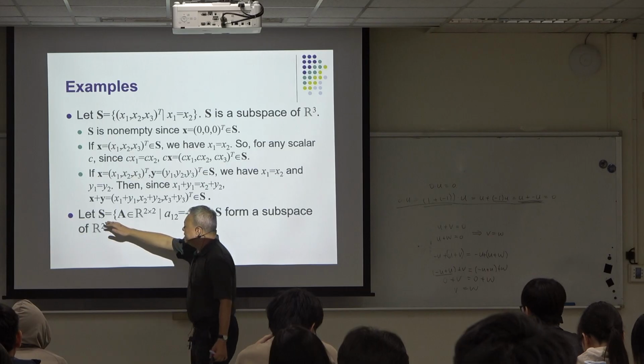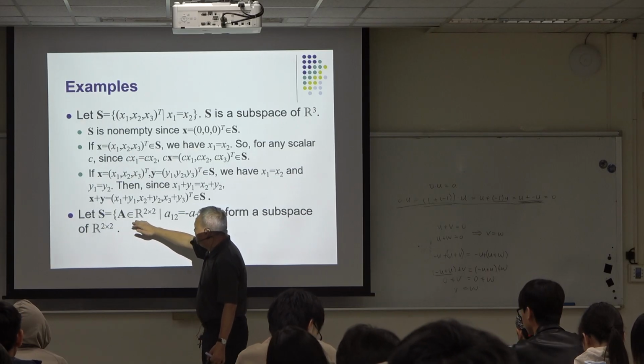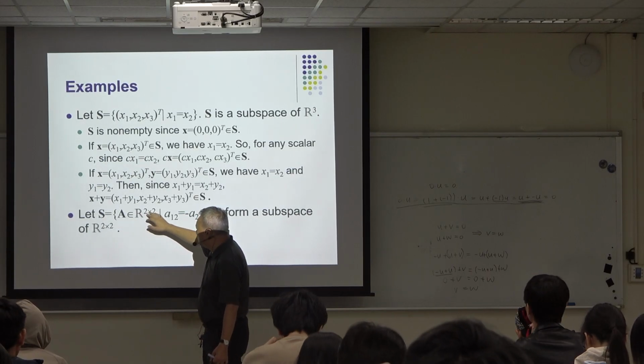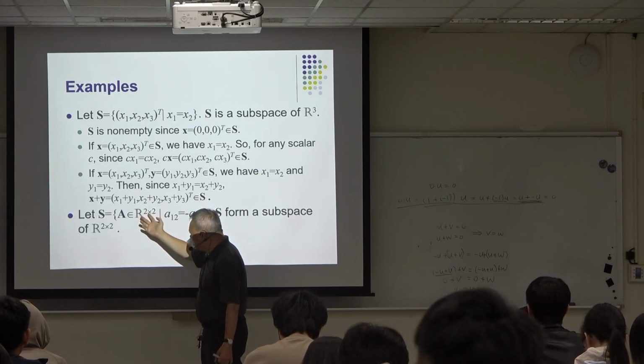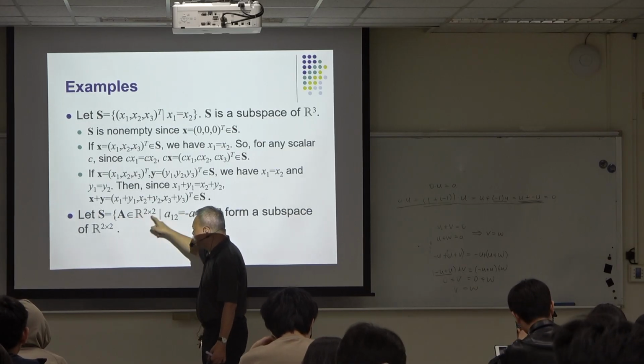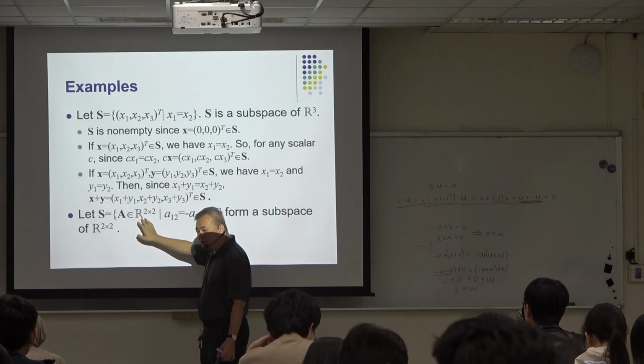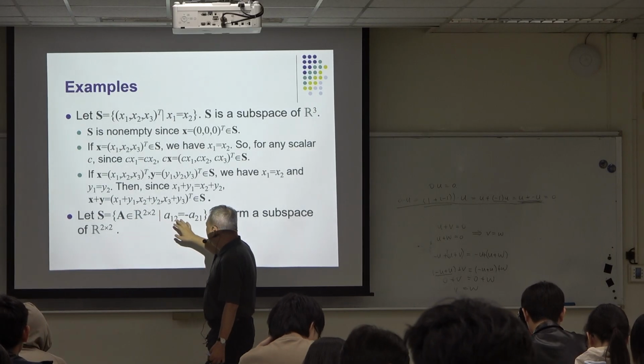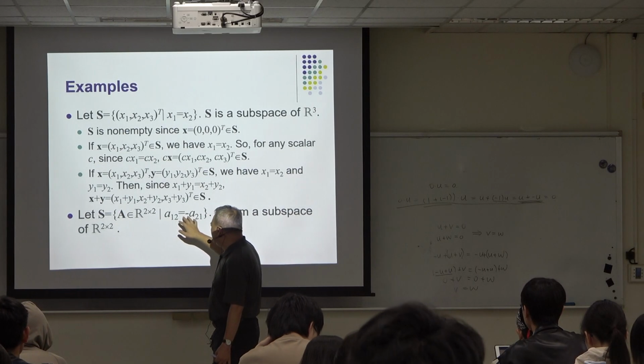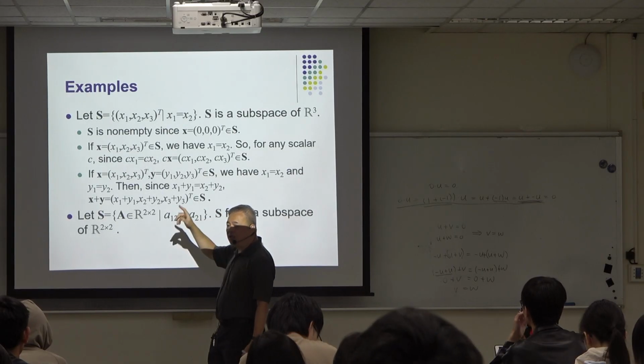Another example: let S be the set of A in R 2 by 2. This is really a matrix of 2 by 2. In this matrix, A12 equals negative A21.